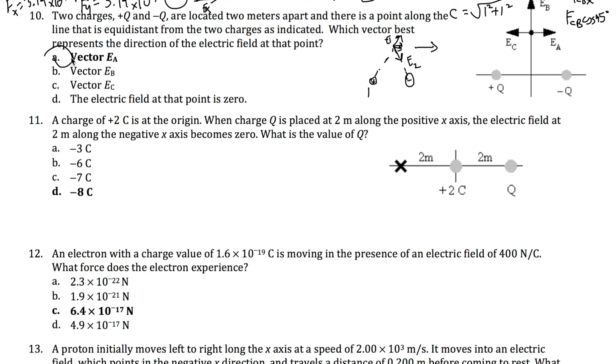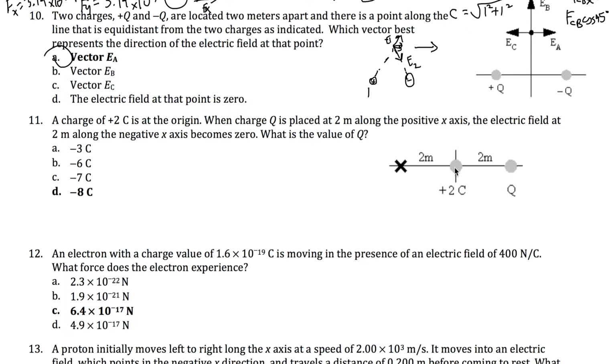For number 11, a charge of 2 coulombs is at the origin when charge Q is placed at 2 meters along the positive x-axis. The electric field at 2 meters along the negative x-axis is 0. So we're saying right here, the field is 0. What's the value of Q? This one is worded slightly differently, but it's the same concept that we've been doing. If we're trying to find the field here, in this case we're given the field here, but pretend we're trying to find the field here, well, you'd have to find the field due to each charge.